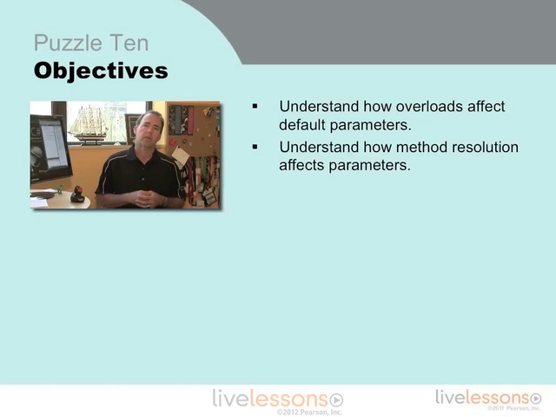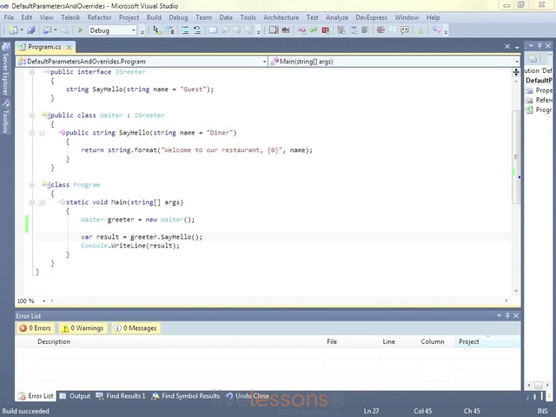So in this puzzle, what we're going to learn is what happens with method resolution and the interplay between that and default parameters. Now we're going to look at what happens when you mix named parameters and overloaded methods.